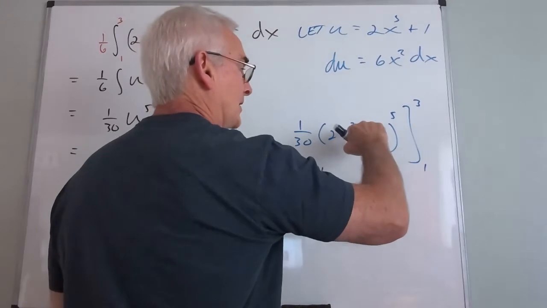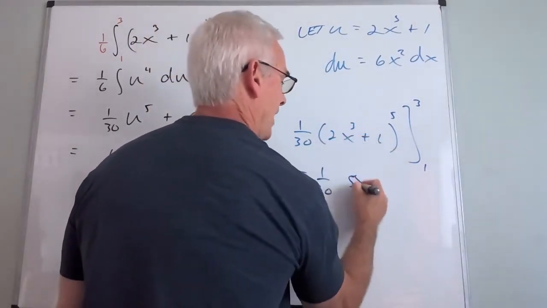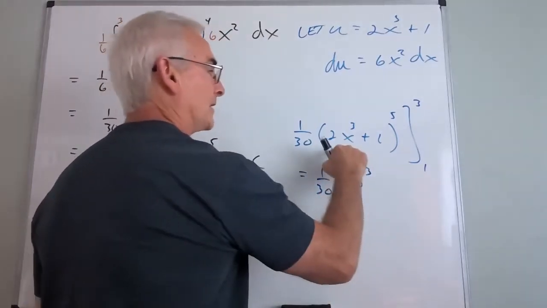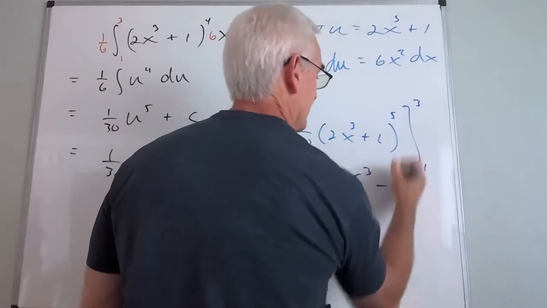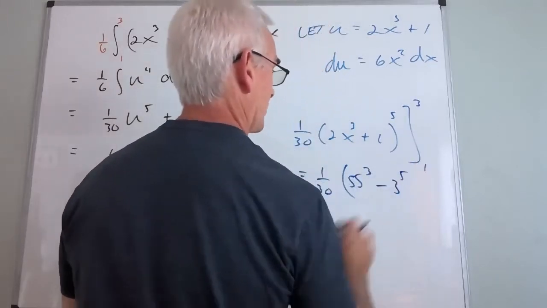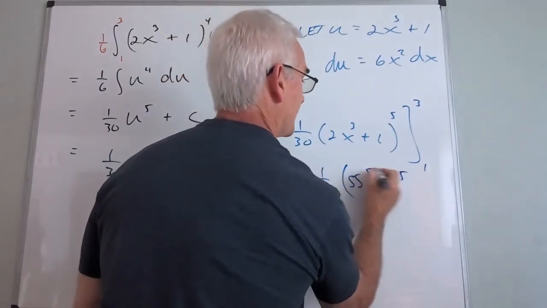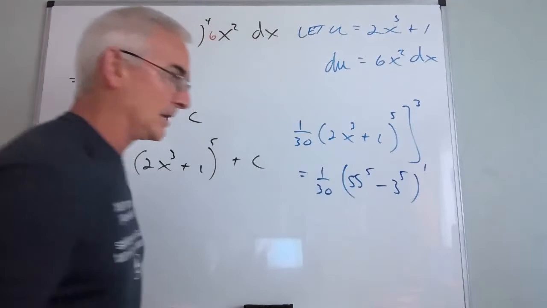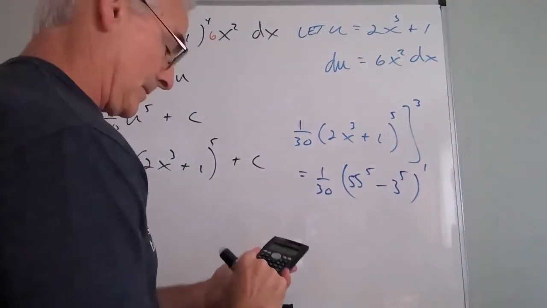Now, if I put a 3 in here, that'd be what? 27 times 2 plus 1, that'd be 55. If I put a 1 in here, that'd be 2 plus 1, and that would be 3 to the 5th. Oops, I put the 3rd power, sorry. 55 to the 5th power minus 3 to the 5th power. Yikes. Now that's a big number, so let me go ahead and calculate that.